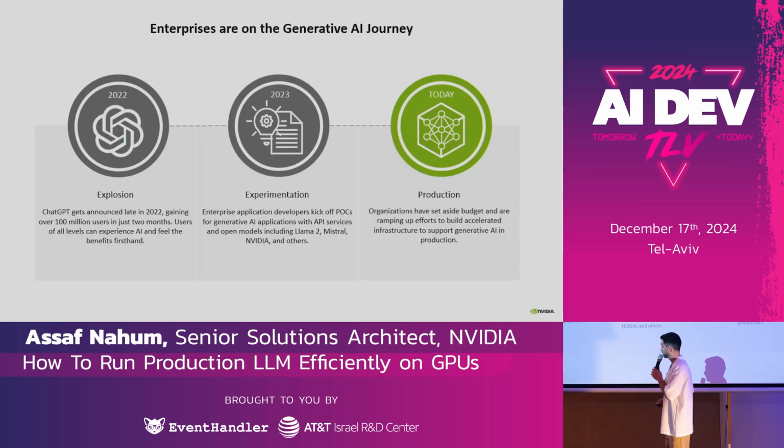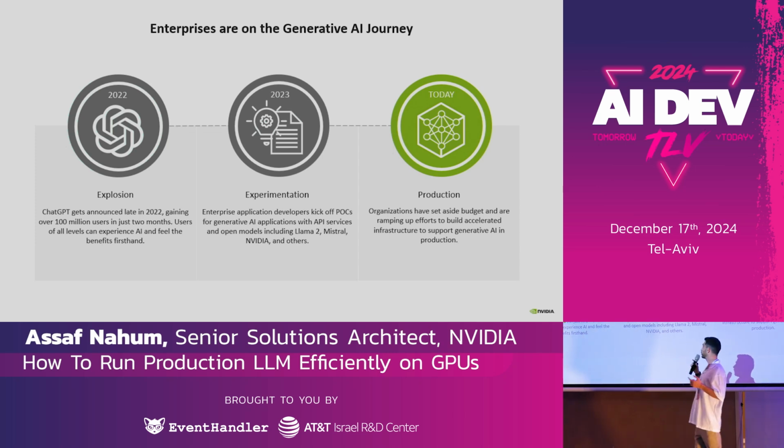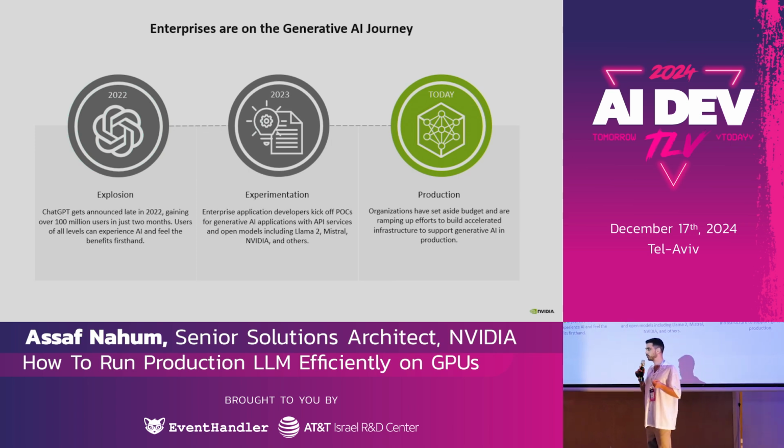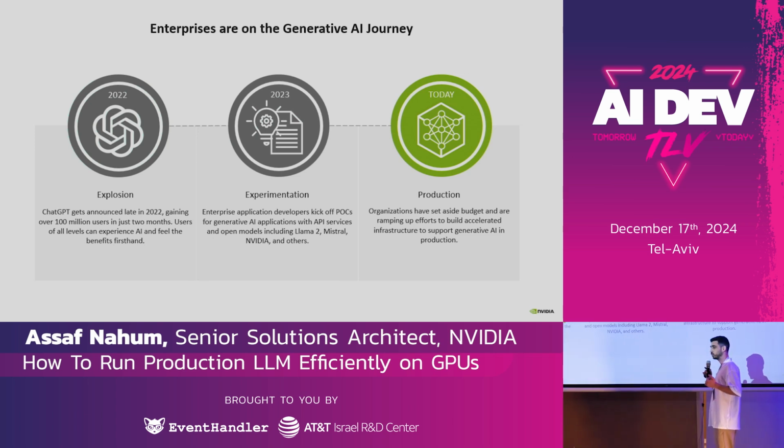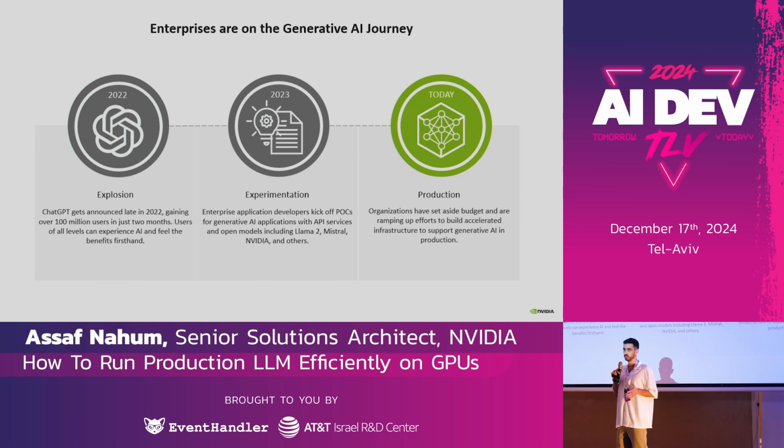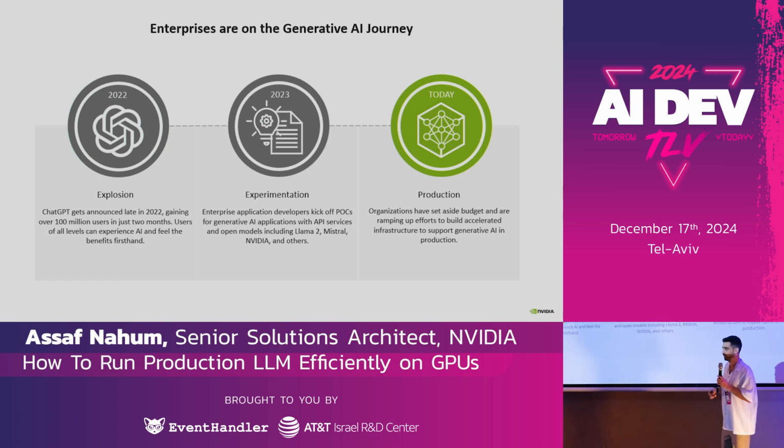So let's start with history. 2022, there was the explosion. ChatGPT was announced, 100 million users in just 2 months that started having fun with AI, with generative AI, and just experience it for the first time in their life. 2023 was the experimentation phase, where companies started to do POCs with generative AI, started to integrate it into their applications, using services like OpenAI and talking with the APIs, sending requests and receiving answers back. And today, 2024 and forward, we are in the production phase, where companies actually set budget to integrate generative AI into their products, and it's part of the main core of the application itself.